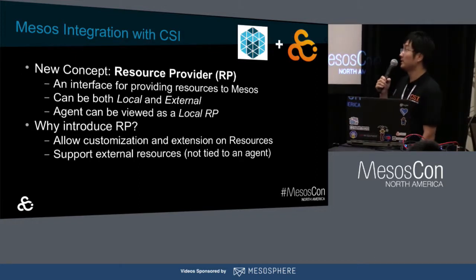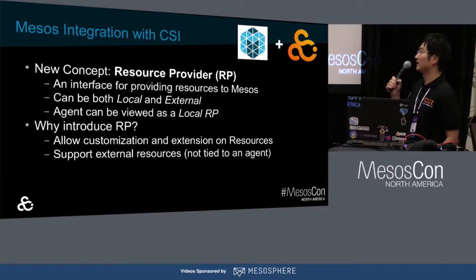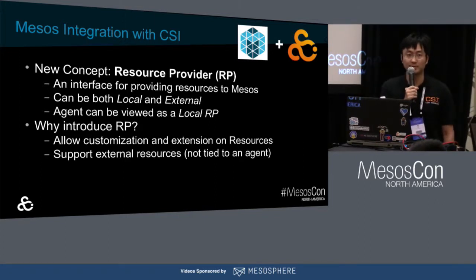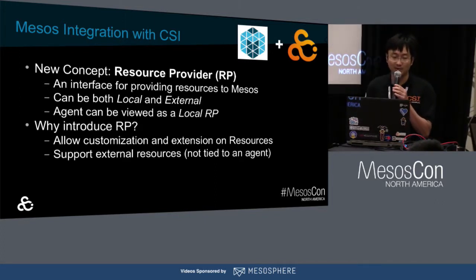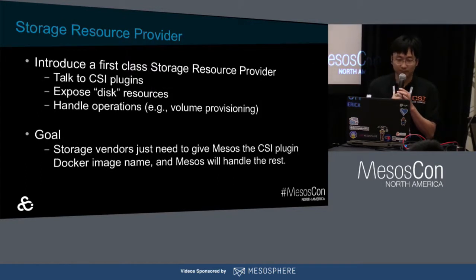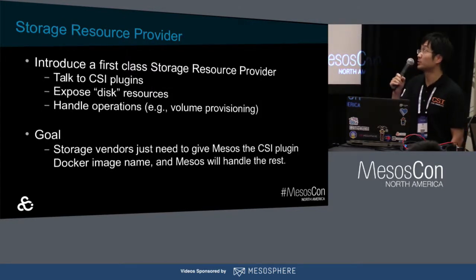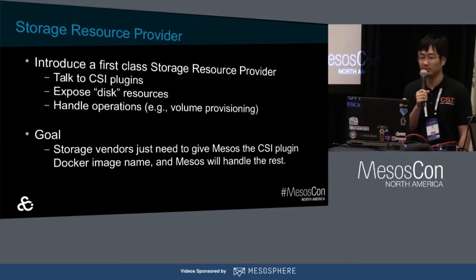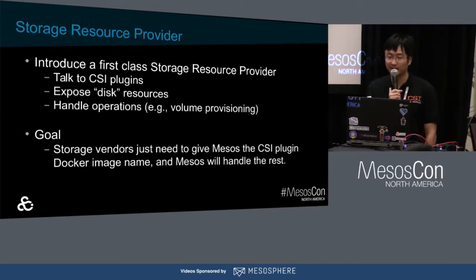And as I said already, the reason we introduced this is because we want to allow users to do customization and extension, and also Mesos doesn't have this concept called global resources or external resources, and the whole resource provider abstraction is trying to support that. And then, given that we have this resource provider interface that we plan to introduce, for storage particularly, we want to introduce a first-class storage resource provider. As I said, it can be both local and external. So we call them local storage resource provider and external storage resource provider.